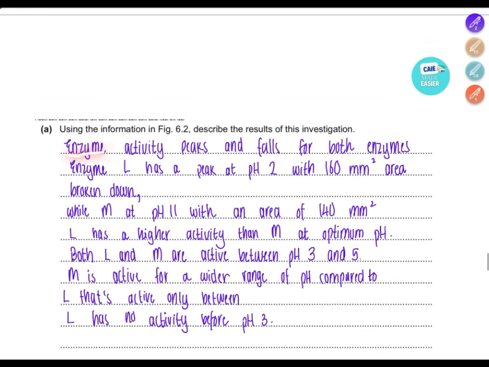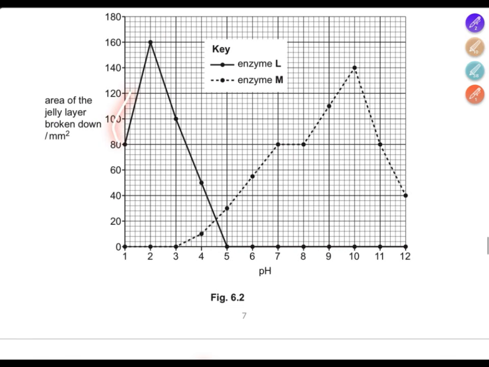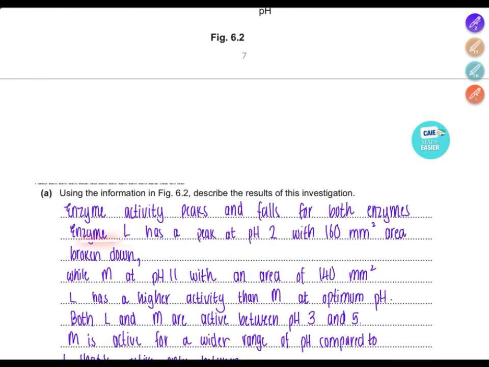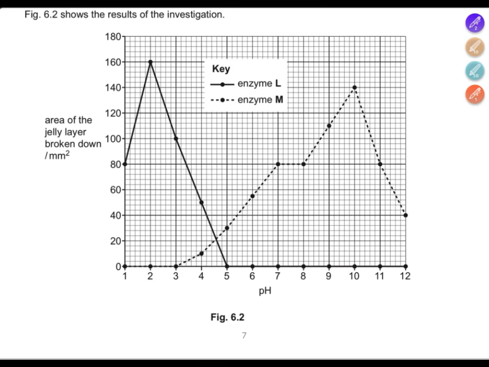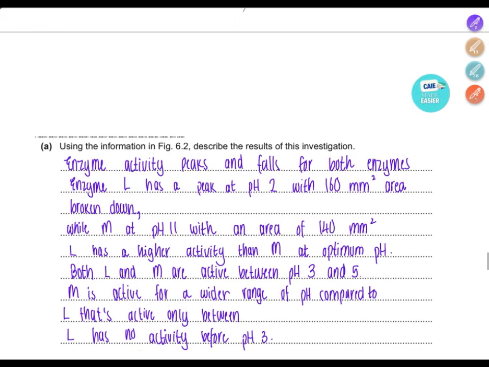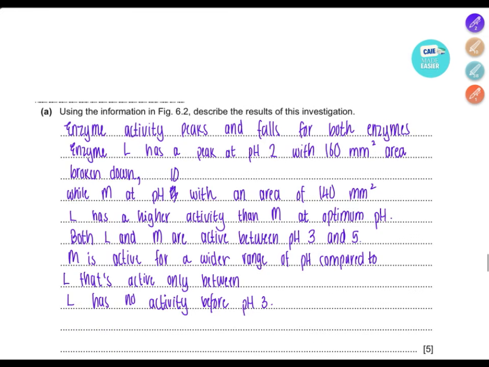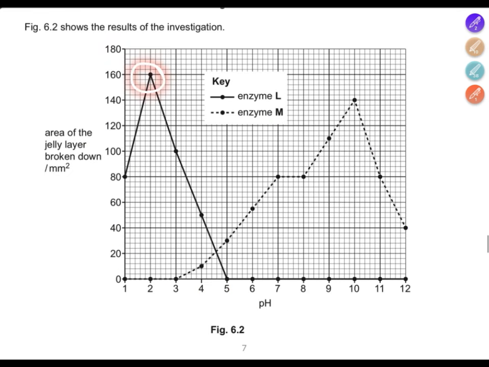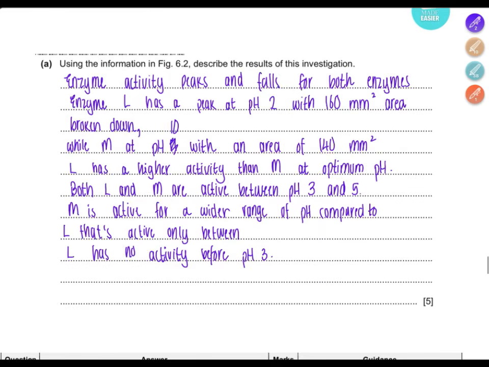So the general idea is that enzyme activity peaks and falls for both the enzymes. You can see it peaks and then falls, and then here it peaks and then falls again. The next is that enzyme L has a peak at pH 2 of 160 millimeters square, and enzyme M has a peak at pH 10, not 11. I wrote 10, so I'm going to change this to 10. pH 10 with an area of 140 millimeters square. L has a higher activity than M at optimum pH. You can see L has a higher activity. It broke down more area of the jelly compared to enzyme M.